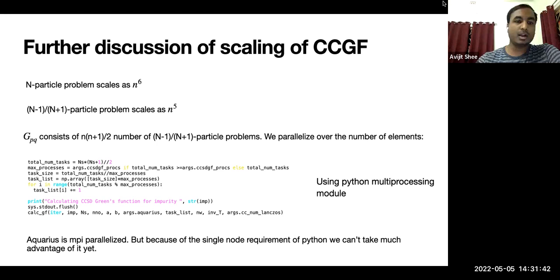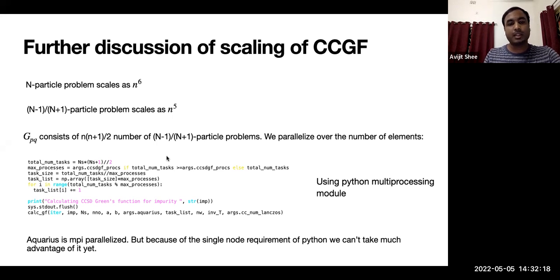We first solve one n-particle problem, the scaling of which is n^6. Then we have to take into account the n-1 and n+1 particle problems, which scale as n^5, and then to construct the total Green's function, which has n squared elements, we can use a triangular representation because of the symmetry of the Green's function.